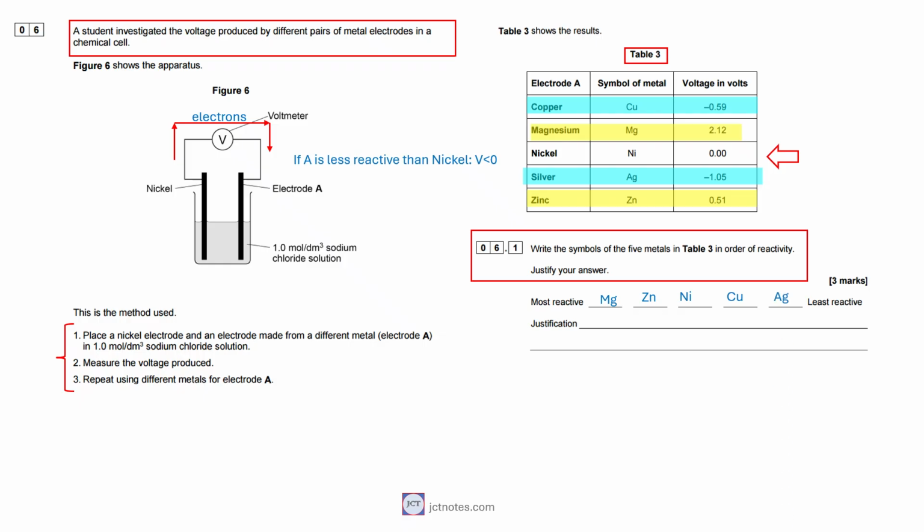This order will give you the first 2 marks. For your third mark, you need to provide the justification. You must state that the higher the positive voltage, the more reactive the metal is.